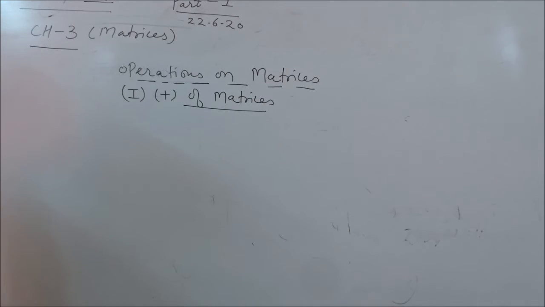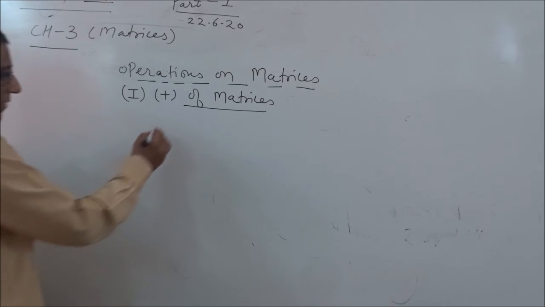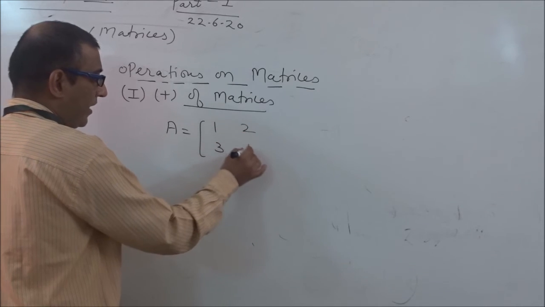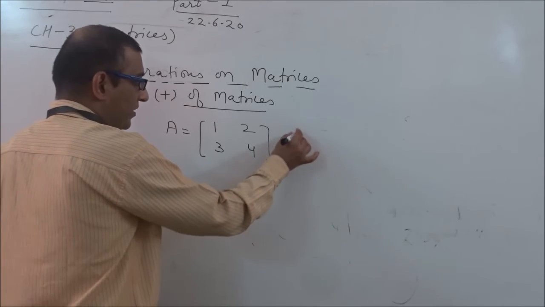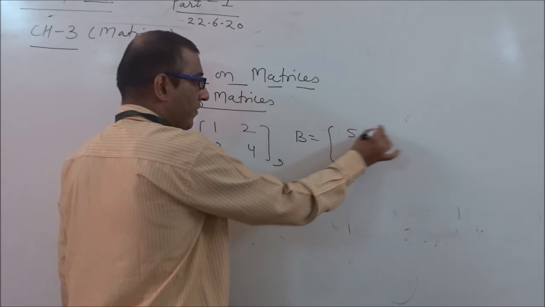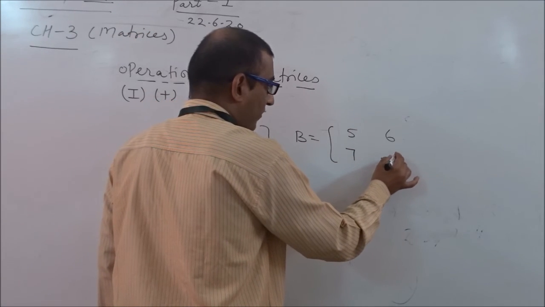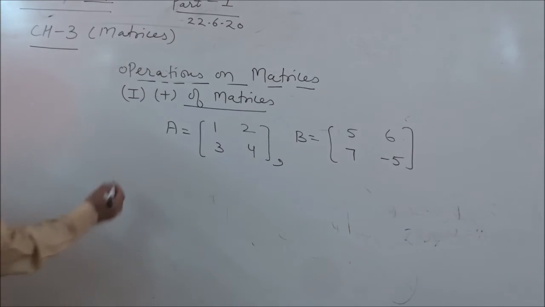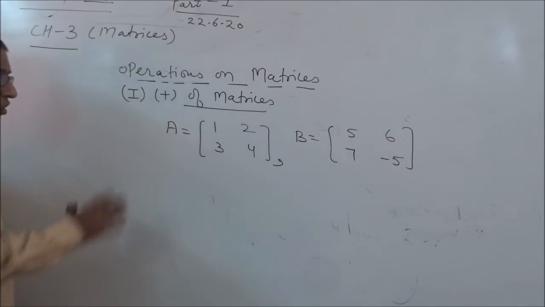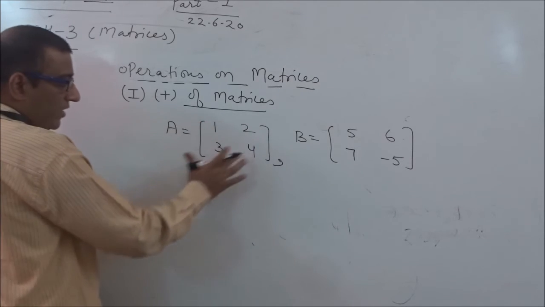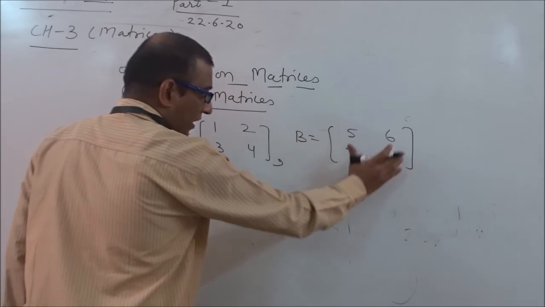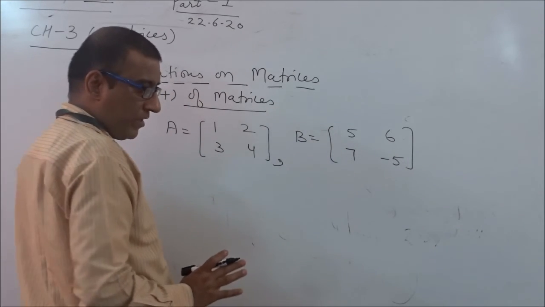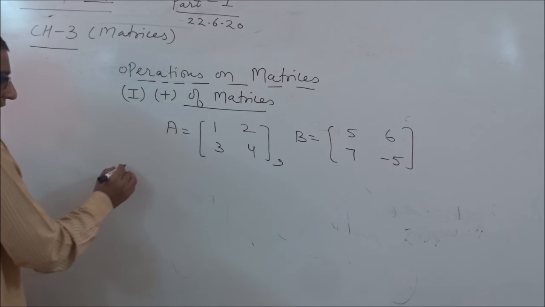So when is addition of matrices possible? For example, if I am taking two matrices, A equals [1 2; 3 4], and another matrix B equals [5 6; 7 -5]. Addition is possible when, if you see, in both the matrices the orders are the same. Here total entries are 4 and here also total entries are 4. Both are square matrices. Their orders are also the same. If the orders are the same, then we can say addition is possible.